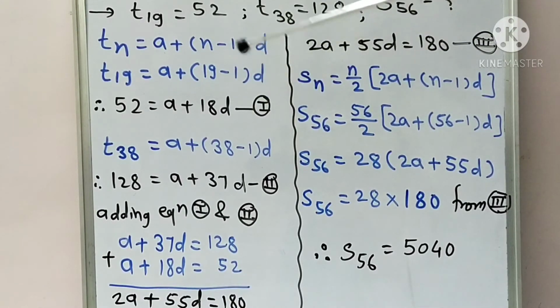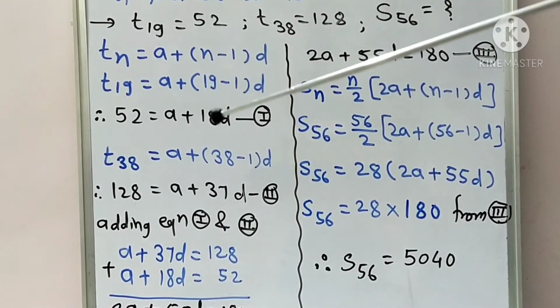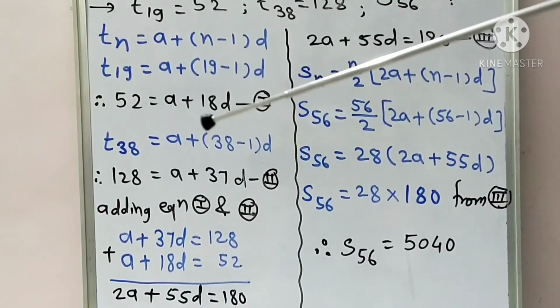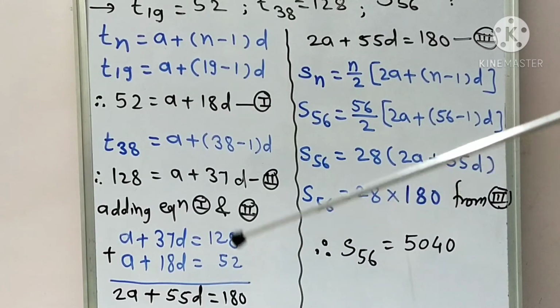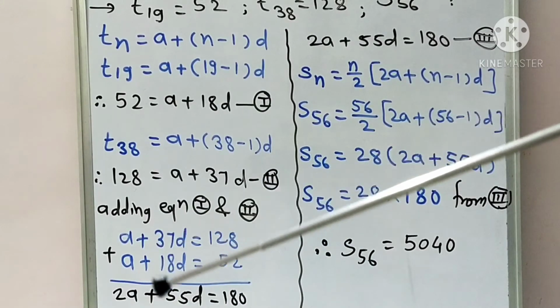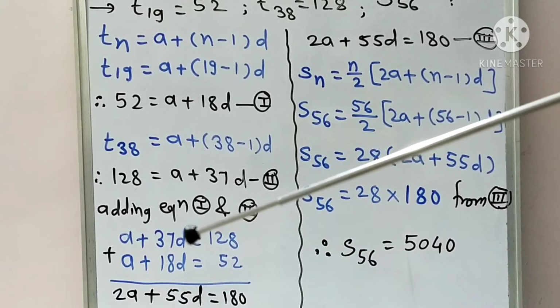Understood? कळतंय काय केलंय? 2 टर्म्स दिल्या होत्या, 19 टर्म दिलेले 52, 38 टर्म दिलेले 128, आणि सांगितलेलं आहे फर्स्ट 56 टर्म्सची काय काढा, सम. So here we use the formula of Tn and we get two simultaneous equations. But instead of subtraction, आधीची मेथड काय होती, सबट्रॅक्शन करणे आणि a आणि d सेपरेट व्हॅल्यू फाइंड आउट करणे.